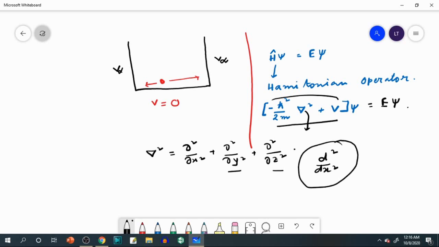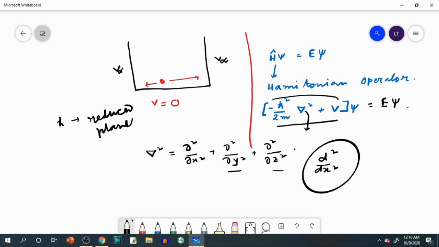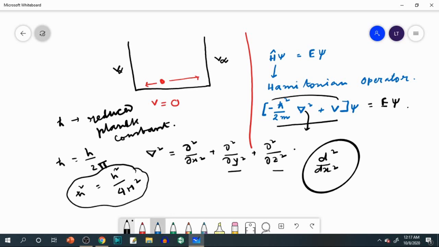Now you have to consider another thing, that h cross is called the reduced Planck constant, where h cross is equal to h by 2 pi. So the equation can be reduced. Of course h cross squared will be equal to h squared by 4 pi squared. Now if you put this value of h cross squared here.